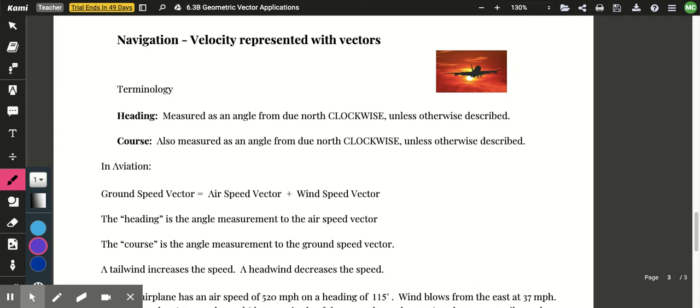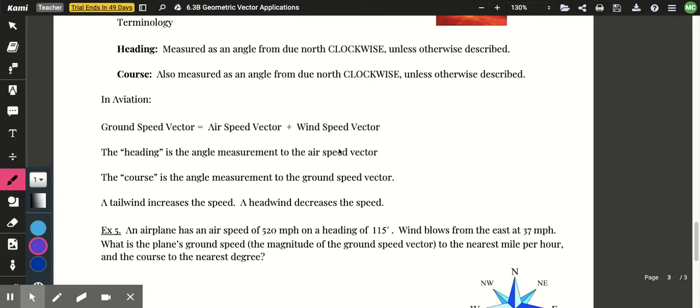Okay, vectors can also be used to represent velocity in navigation problems. So this is another way that we can use vectors in the real world and that they are actually applied. This is not the last way that vectors are used, but this is the last way that we're going to examine together here in this course. We do need a little bit of terminology in order to understand these problems.